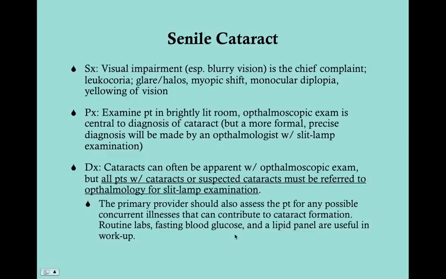That's useful because if any of these things come back as positive or as significant, then that can be something that the patient can address. They should be addressing it anyway, but it's something the patient can address to reduce the risk of this happening in the future.